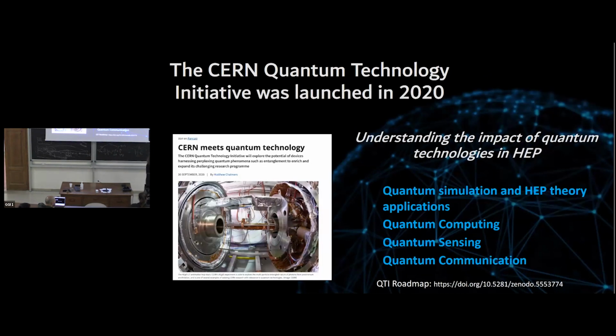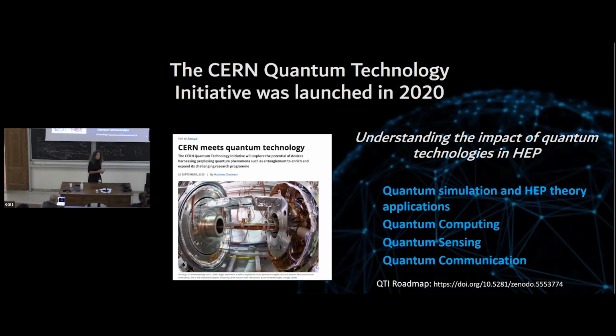So within this context, in 2020, so now 3 years ago, CERN launched the Quantum Technology Initiative. The idea was really to go through the steps that I just mentioned to you. Understanding what are the practical applications of quantum computers for high energy physics. And we had 4 main areas.